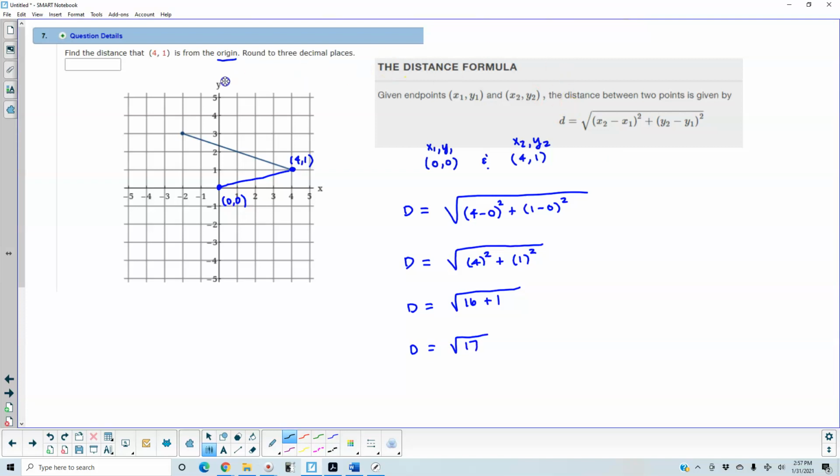But now what we want is to be able to round it to 3 decimal places. So they're not looking for an exact answer. Here they're looking for an approximation. So we need to find an approximation of the square root of 17 to 3 decimal places. So let's go ahead and open up the calculator here.